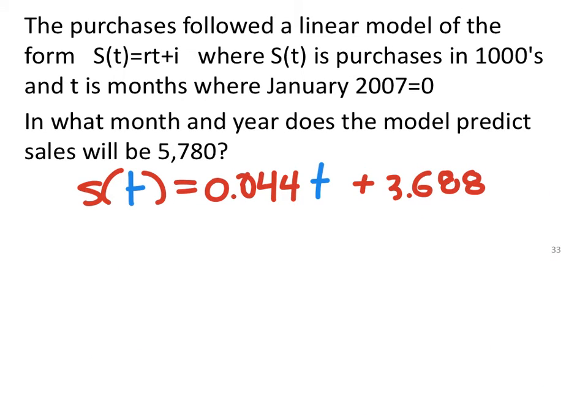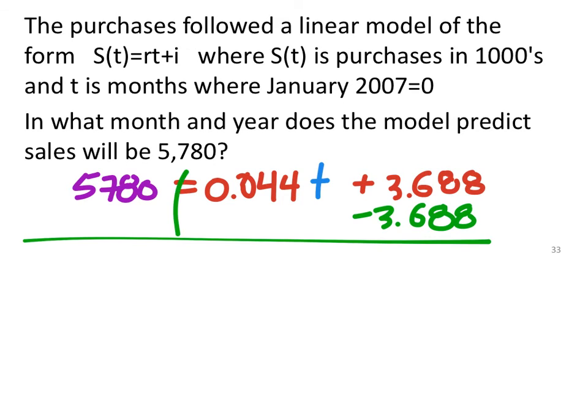So there's our formula, and we've got to figure out what month and year the model predicts sales will be 5,780. And again, it's still based off of January 2007. Now this is asking about purchases, which is S of t, so we're going to replace that with 5,780, and this becomes an equation that we can then solve. So we would subtract 3.688. Oh, yeah, and seeing this shows that we need to change the 5,780 into a decimal, which would be just divided by 1,000 or move the decimal 3 times to the left. You get 5.780, and you don't need that 0 there.